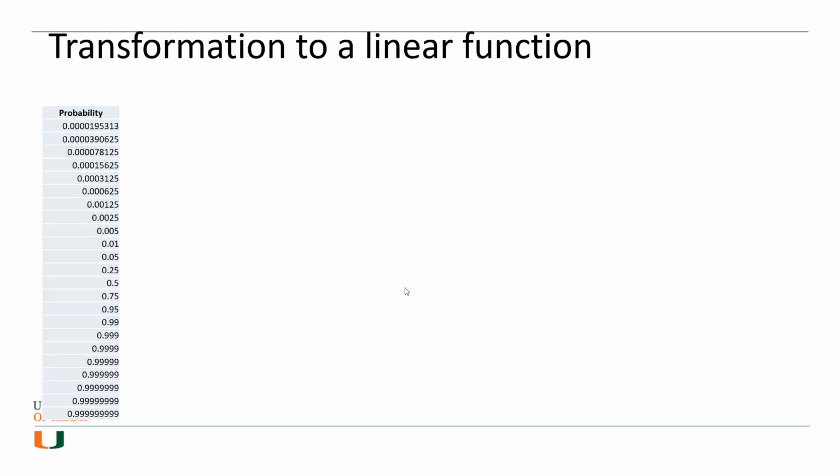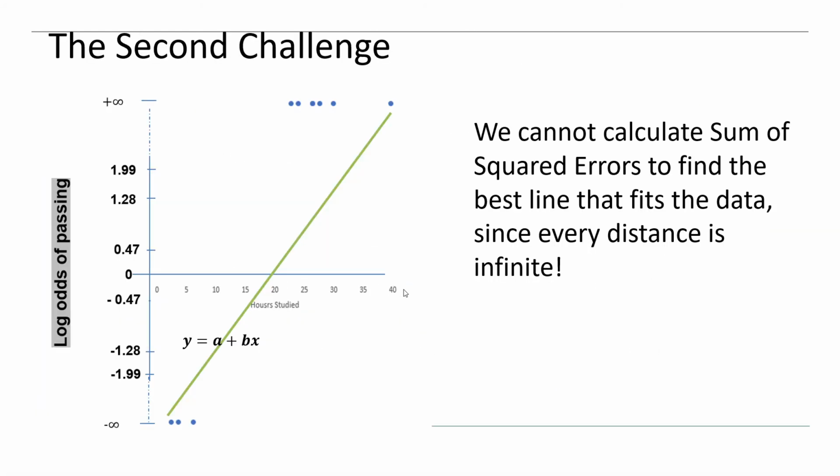We're still going to have a very big problem. And the big problem that we have is that we cannot calculate the sum of squared errors to find the best line, as we were doing in the OLS regression, simply because all of these distances are positive and negative infinity. So we cannot add them up together. It's not going to be meaningful to add a bunch of positive infinities to a bunch of negative infinities together, right?